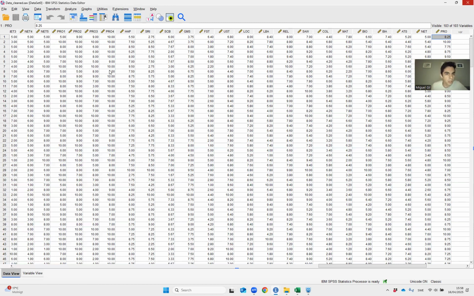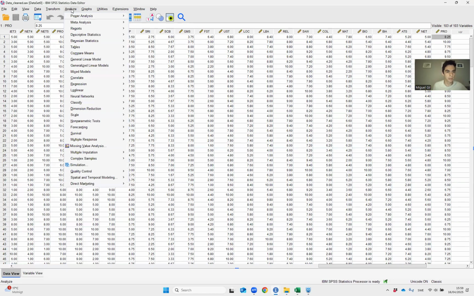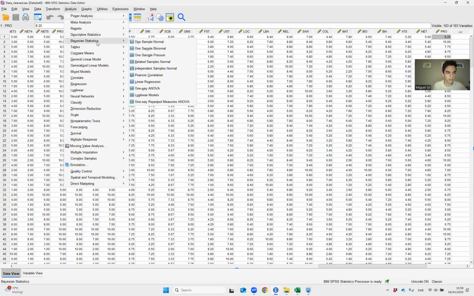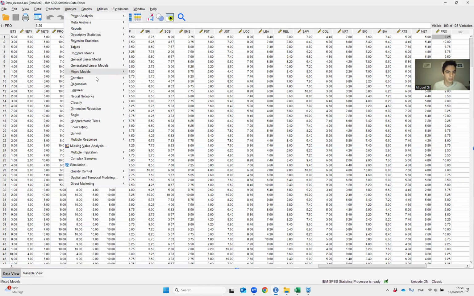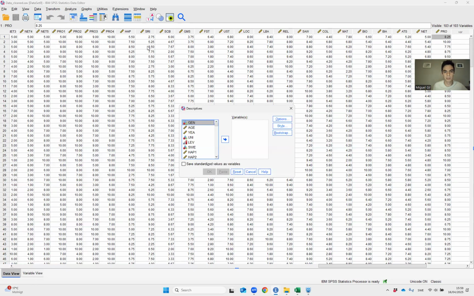So let's start with this analysis. And in this analysis, what we are going to do is to check first the descriptive statistics. So let's come here on Analyze and then go to, where is it? Descriptive Statistics, Descriptives here.